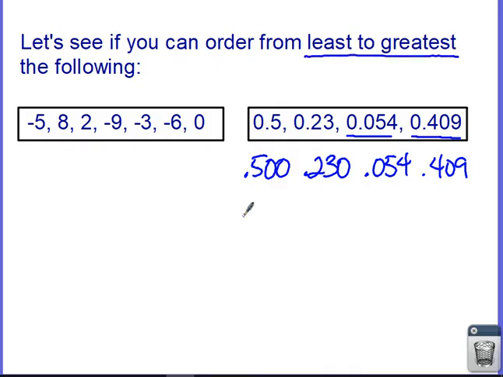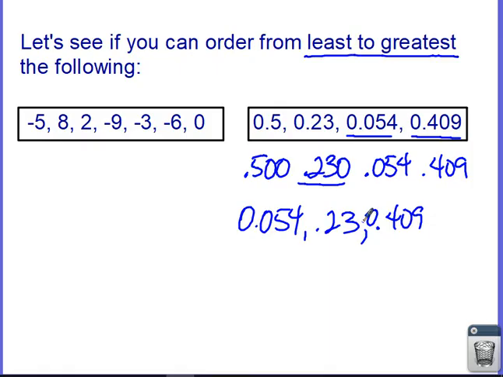So 0.54 is our first one because it's our smallest number. Then the next one's going to be our 230, which starts out as 0.23. And you always go back to the original numbers when putting them in order. Okay, and then 409, so 0.409. And then last but not least, the 0.5. And now we put those numbers in order as well. And that's what we're working on today. How do I put numbers in order?